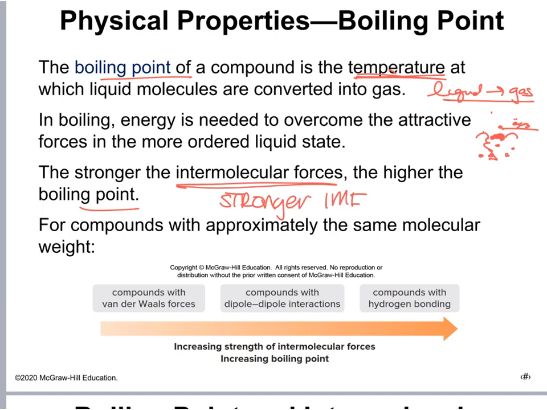As you can see, hydrogen bonding is the highest, van der Waals is the lowest, and in between is the dipole-dipole. Then you just need to think about which functional groups undergo hydrogen bonding versus which do dipole-dipole and van der Waals.